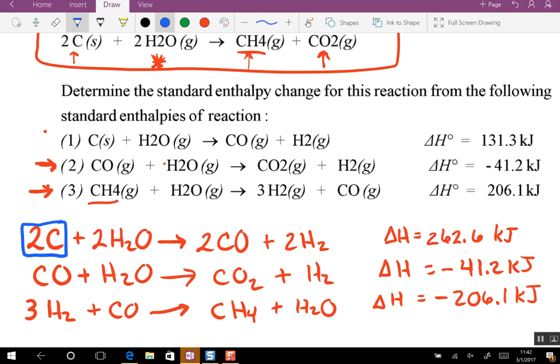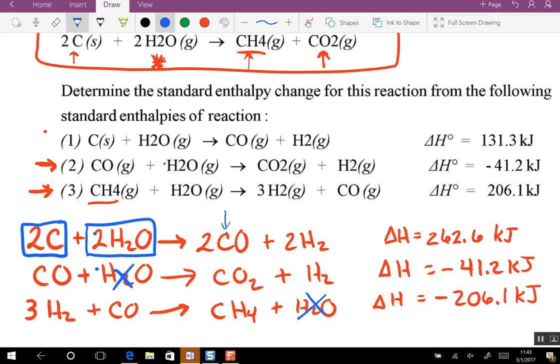Now, let's sort out what we got. I'm going to go to blue. We needed two C's. Do we have two C's? Yes, so we don't mess with that. We needed two waters. Uh-oh. I got two waters here. I got one water here. But can I get rid of one of those extra waters? Because I got one over here. So now I have my two waters.